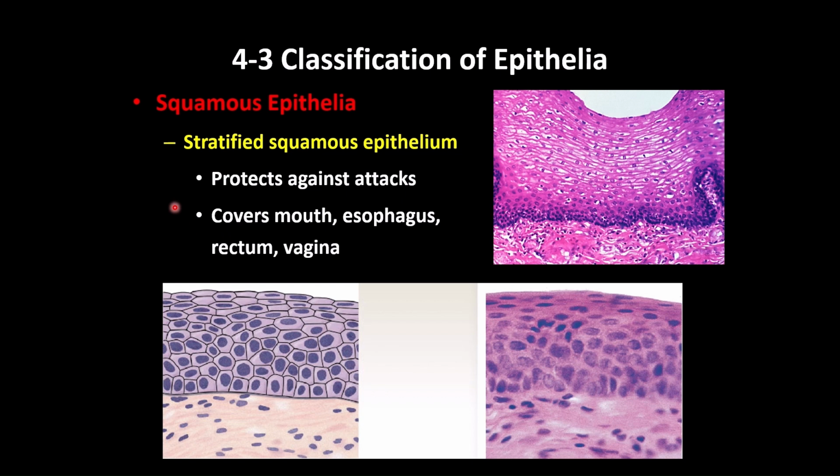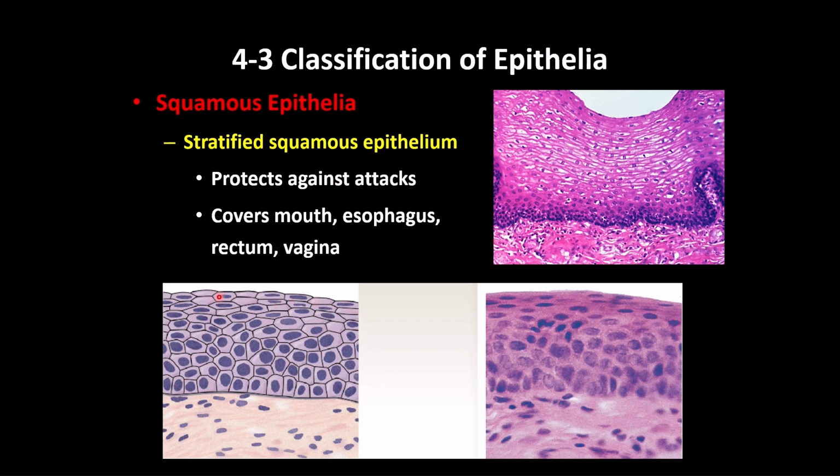You can see that in the skin, you can see it in the mouth, in the esophagus, and the rectum and vagina. So anywhere there's a lot of friction going on there for protection against physical, chemical, or biological damage. This is why you have it here.